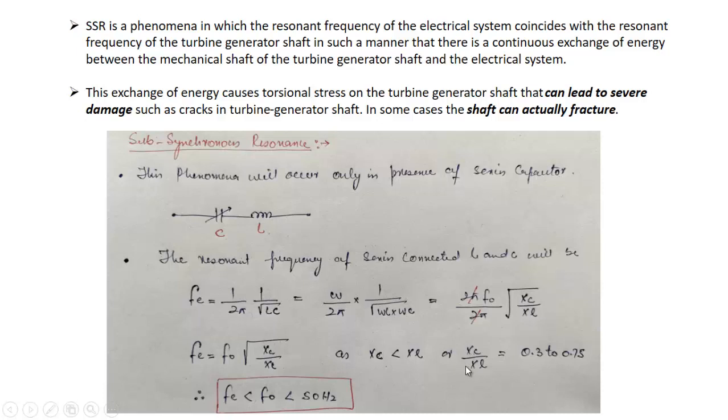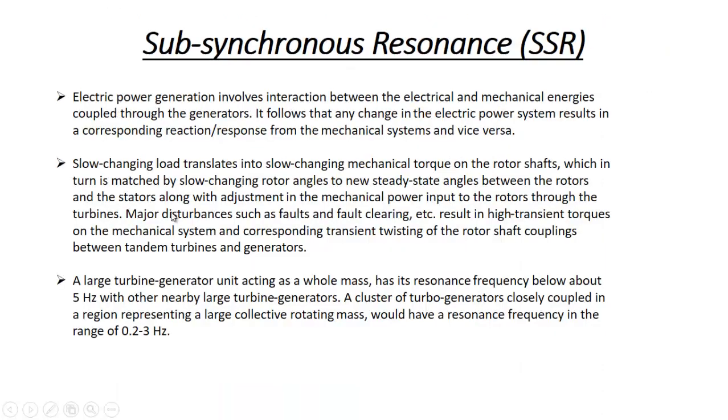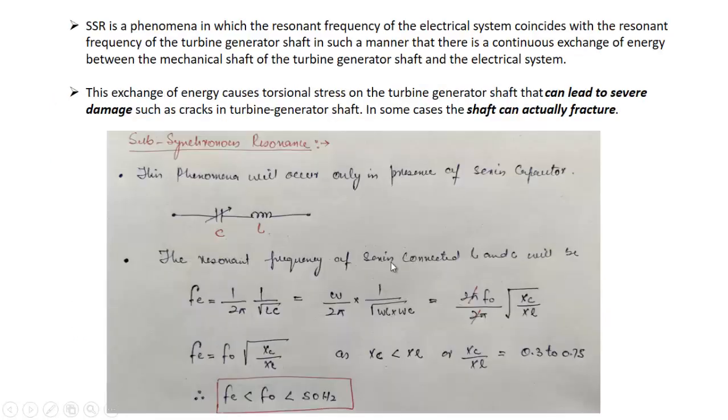So if this Xc by Xl is such that this resonant frequency comes close to the resonant frequency of the turbine generator set, it will result in the exchange of energy, and which will result in the actual fracture of the shaft. So we need to see this type of thing that will happen. So we need to keep this value slightly higher as compared to the value which will match the resonant frequency of the mechanical system. So this is what is known as sub-synchronous frequency.